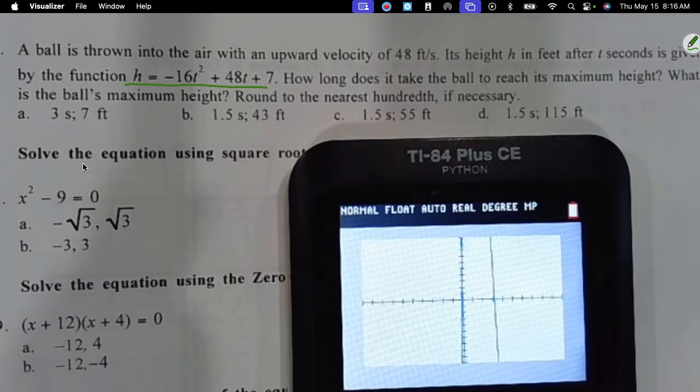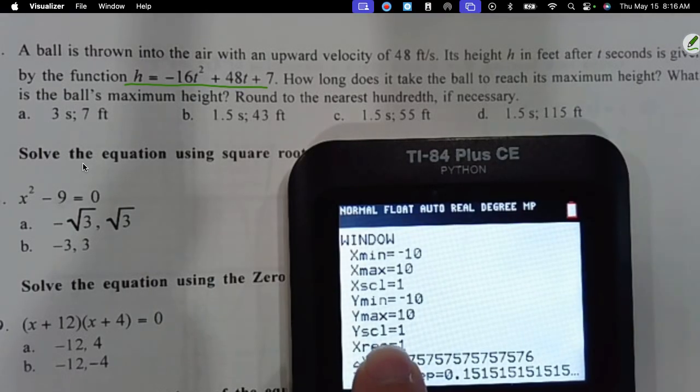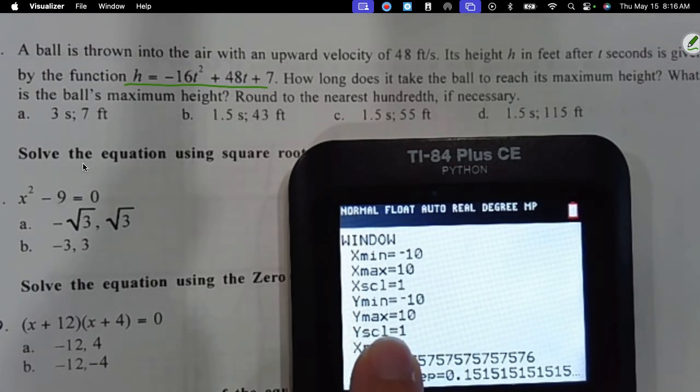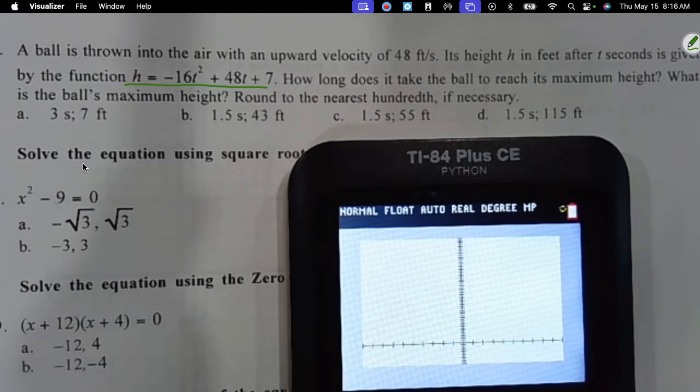I need to go up. So let me press window, because remember, this is your window. If you draw a little window in a house, it's going to look like that. So press your window button, and instead of going up, which is always your y-axis, instead of going up to 10, let's go up to, I don't know, 50. Oh, I did go high enough. Does everybody see that?